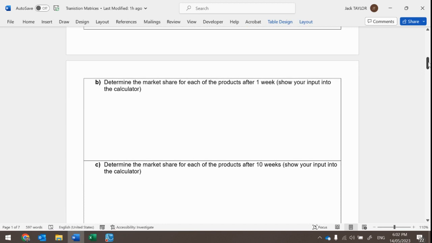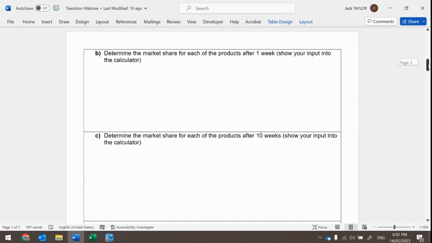All right, determine the market share for each of the products after 1 week. Show your input into the calculator. All right, so I'm going to give you a bit of a formula here. This is where a transition matrix comes in handy because it literally shows us the transition between time. In this case, we'll do 1 week, and then after that, we'll do 10 weeks. So as a bit of a general formula, we can use this. And I'll explain it as I go through.